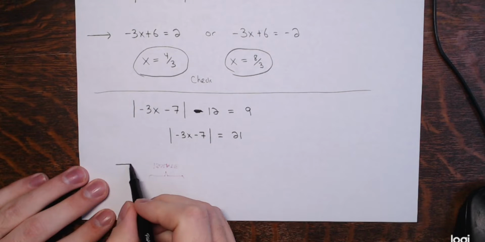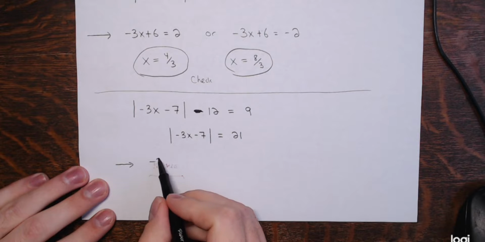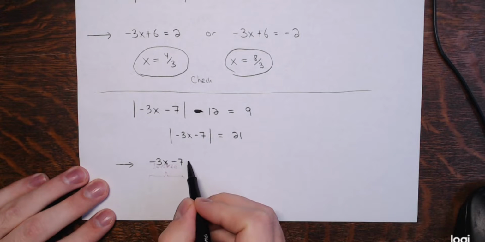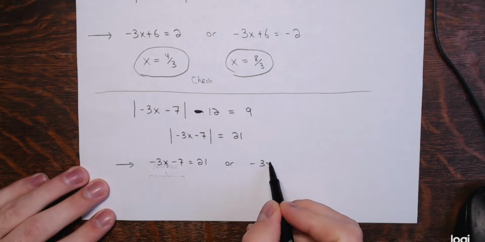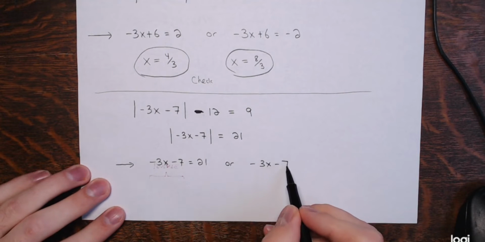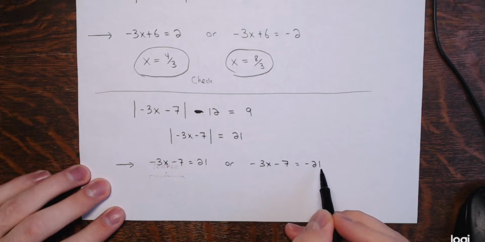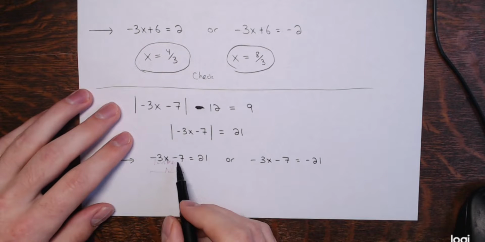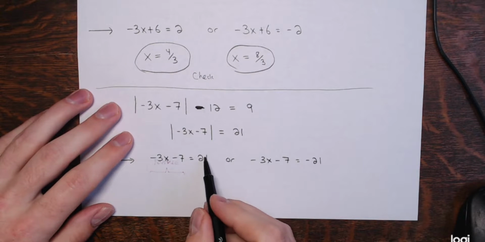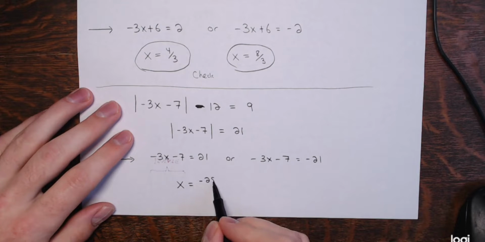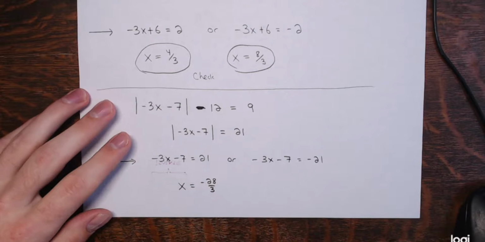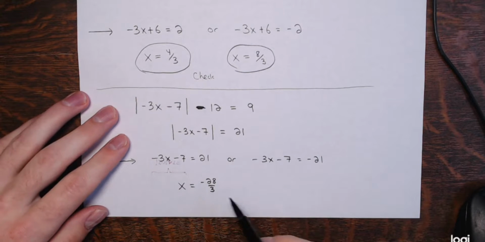And the only way this can happen is if negative 3x minus 7 is positive 21 or negative 21. Right? If negative 3x minus 7 were negative 21, this would also be true. And we solve each of these. So here I would add 7 to give me 28 divided by negative 3. So x equals negative 28/3, or negative 9 1/3. That's a possible solution. We'll check it.